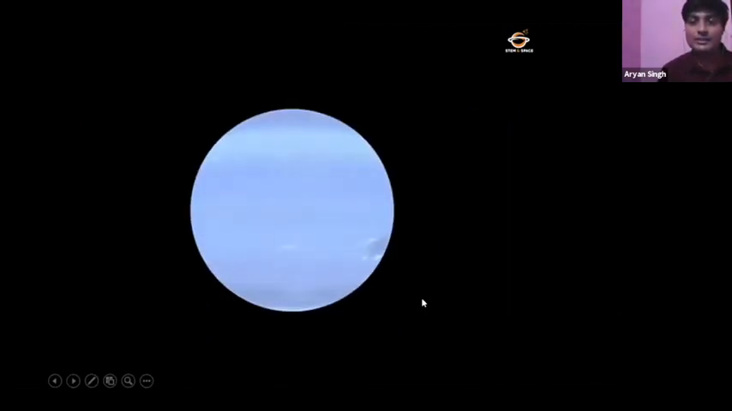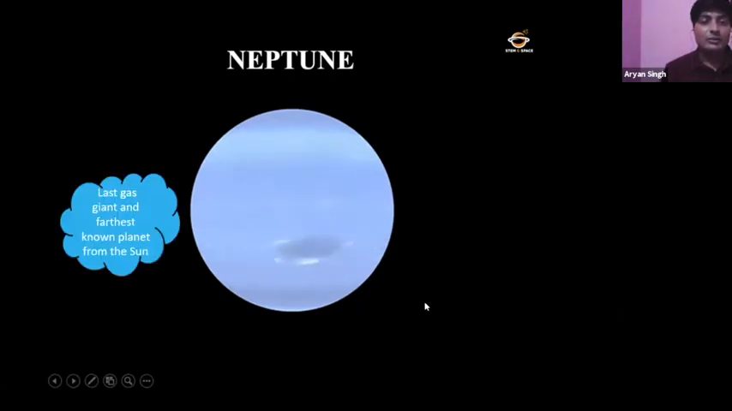Which planet is this? Yes, that's correct. Again, I got the answers from Advay, Ojas, Munish. Okay, Pallavi, Kashvi, that's correct. It is Neptune, okay? Let's talk about it. Now, this is the last gas giant. Let's understand this point first, gas giant.